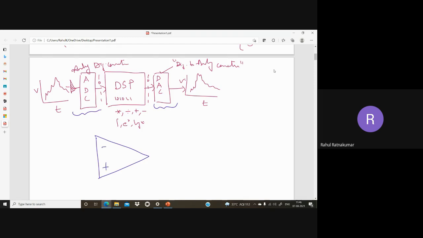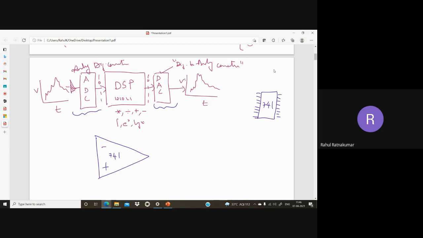These are the representation of OPAMPs, operational amplifiers. One commonly available OPAMP is the 741 IC. This is just an IC. If you go to a market and ask for a 741, they'll give you a device like this, I think with 16 pins, 2, 3, 4, 8 this side, 8 this side.